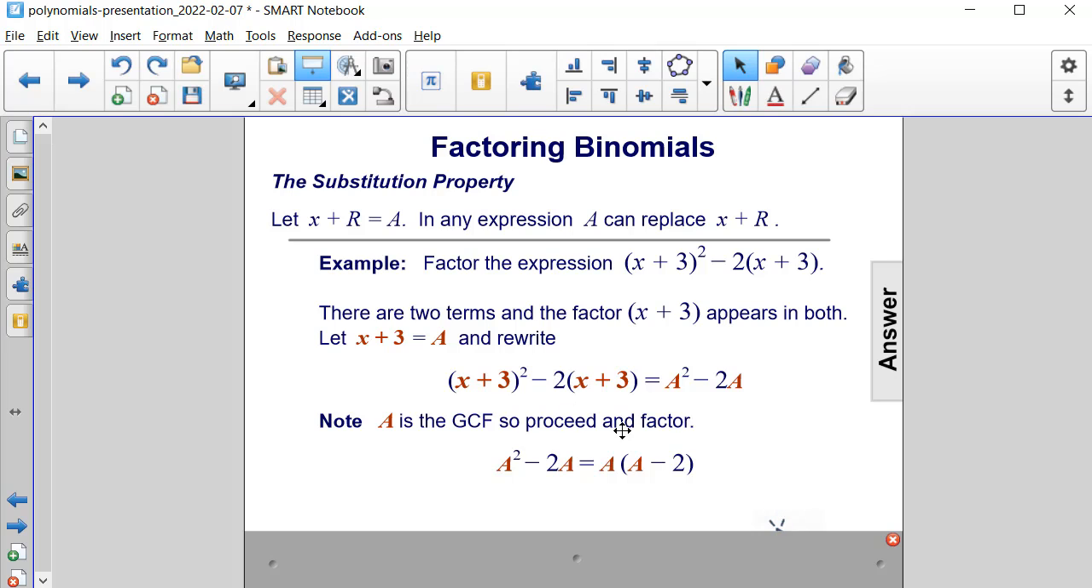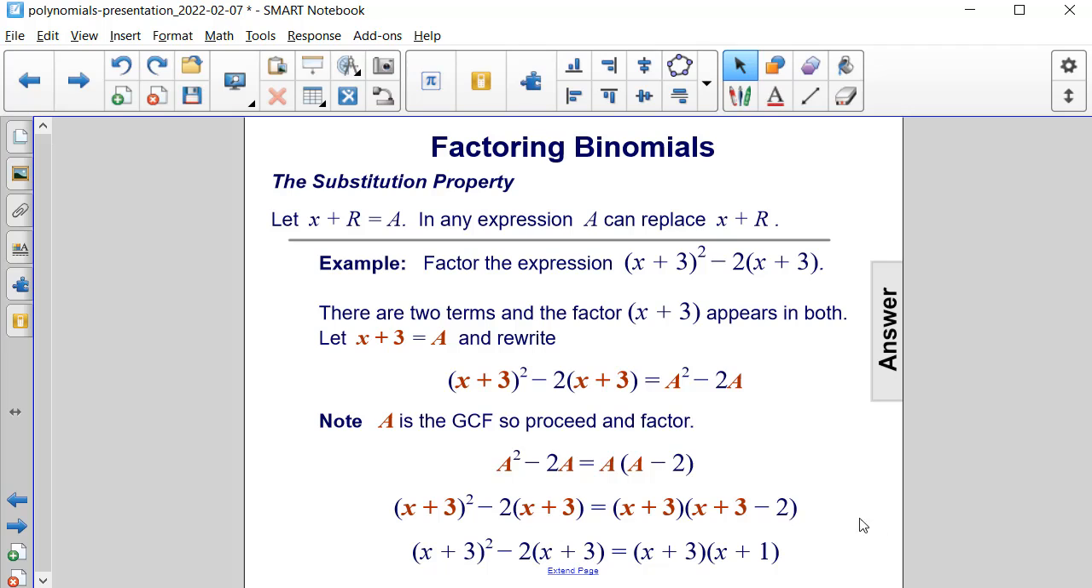Well, now we can substitute the x plus 3 back into the expression where the A's are, over here mainly, because this left side is the same. So we have (x plus 3) times the quantity (x plus 3 minus 2). And then we can simplify the rightmost set of parentheses with the positive 3 and negative 2, add them together, and we will get plus 1. So we can rewrite the final answer for this expression as (x plus 3) times (x plus 1).